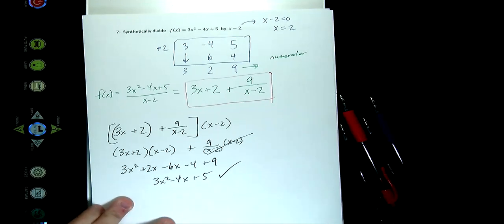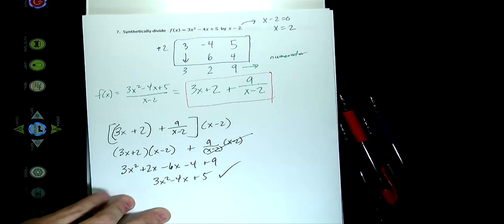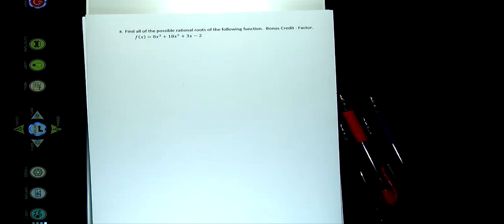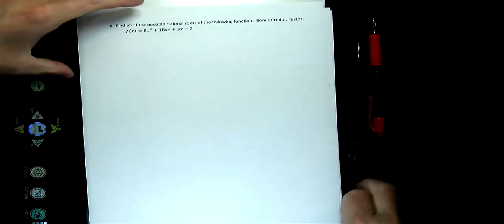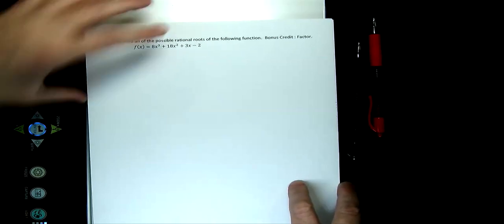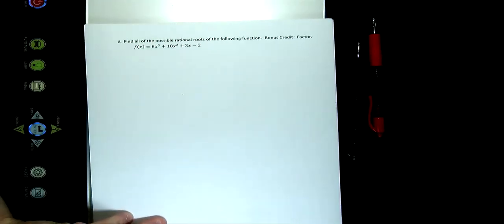All right, you guys ready for number 8? Find all the possible rational roots of the following function. Bonus credit, factor. f(x) equals 8x cubed plus 18x squared plus 3x minus 2.